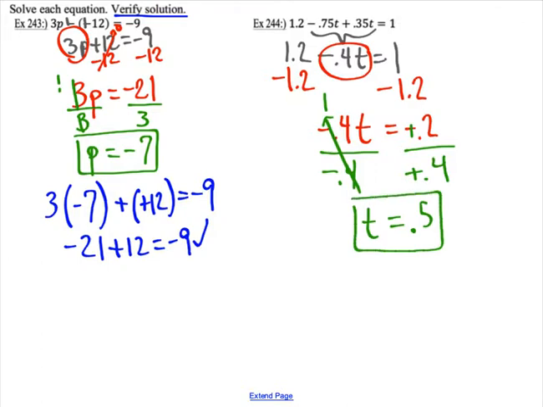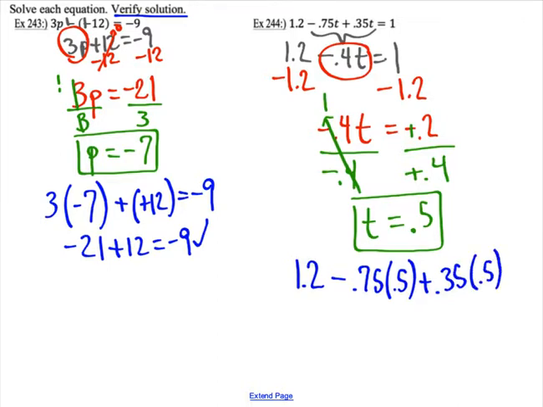Next, we need to verify our solution. Copy down the original problem, plugging in 0.5 for t. Okay, so 1.2 minus 0.75 times 0.5, I am not sure, 0.375. Then we're going to add to that 0.35 times 0.5, which is 0.175.